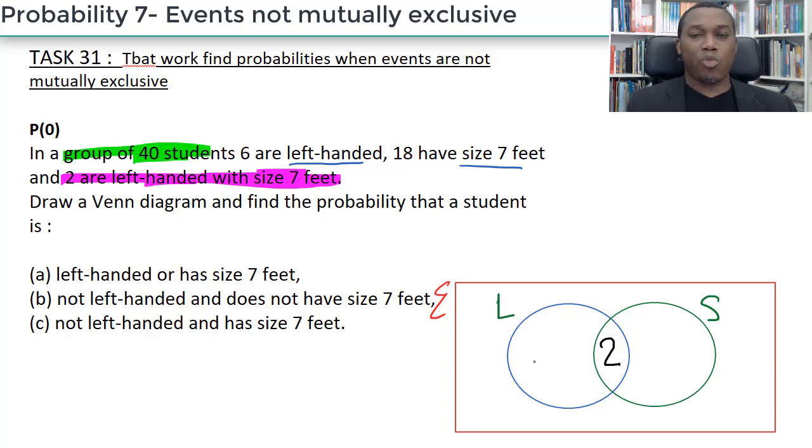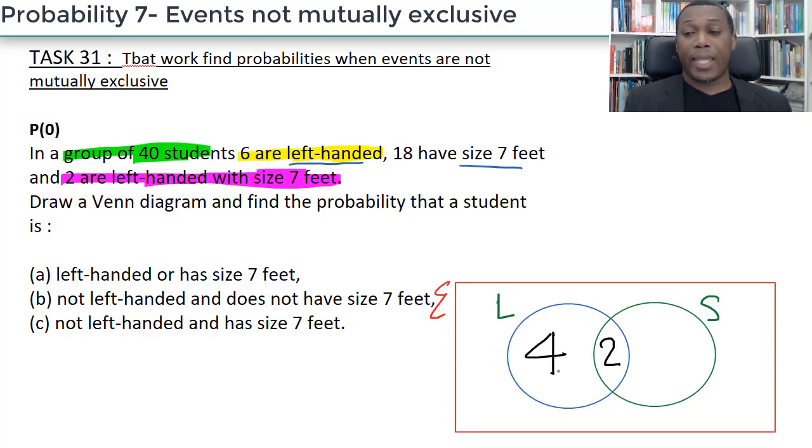Now we're in a situation where I like to describe it as working inside out. So 2 are left-handed and size 7. We were told, however, that 6 students are left-handed. So how much is missing? When I add up all the numbers in the blue circle, I should get 6. 6 are left-handed, so that means 4 is missing.